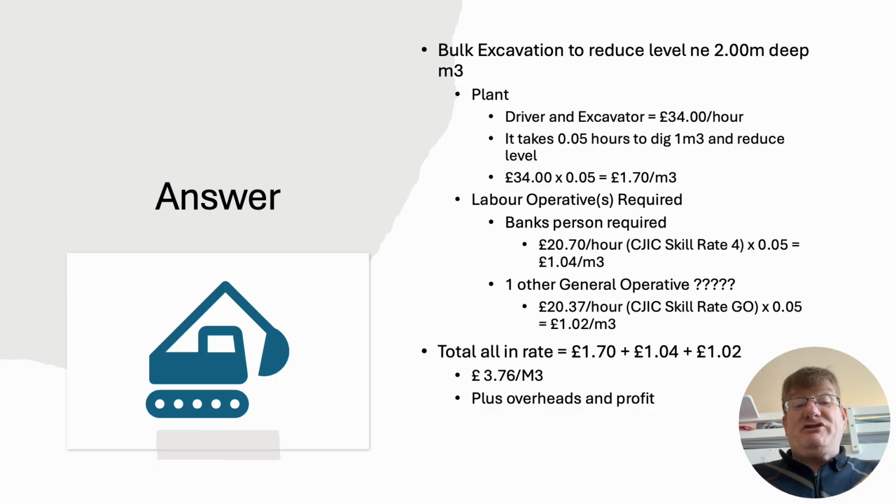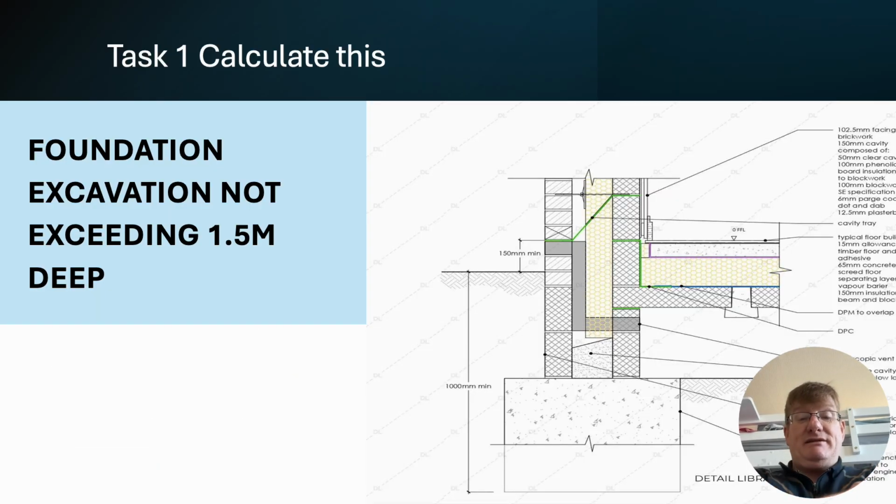Labour, a banks person again, which I multiply by 0.05. And then I've said one general operative. You could say two general operatives, just tidying everything up a little bit. Again, a little bit less because their responsibility is less. So the banks person in many respects is becoming a bit of a ganger. So again, £1.20. Add them all together, it comes to £3.76 a metre cubed. There's your all-in rate, plus whatever overheads and profit percentage you wish to add on, which I've left up to you. That's why I've not put it there.